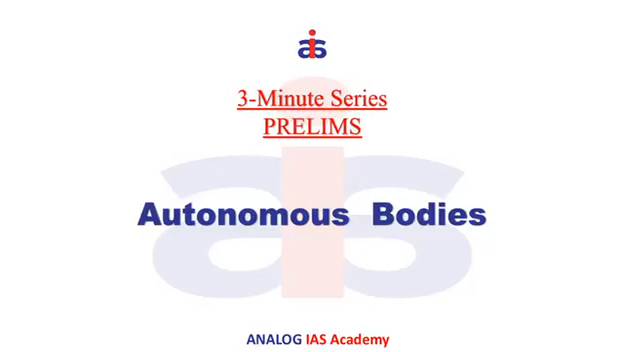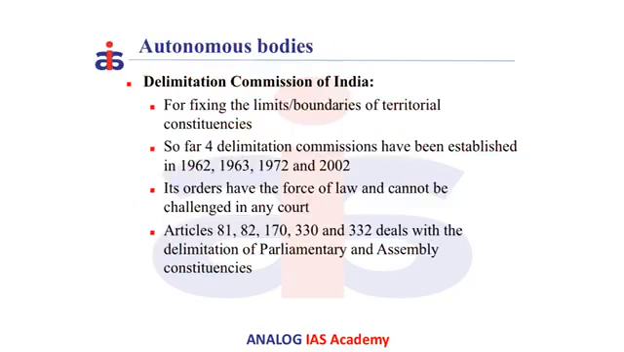In this video, we'll be discussing the autonomous bodies. The first one is the Delimitation Commission of India. This body is normally formed by the government for fixing the limits or boundaries of the territorial constituencies for both the Lok Sabha and the legislative assemblies of each state.